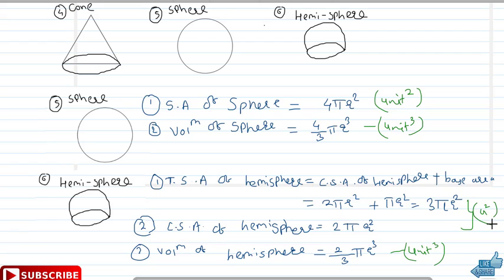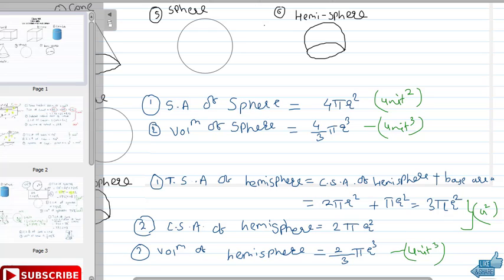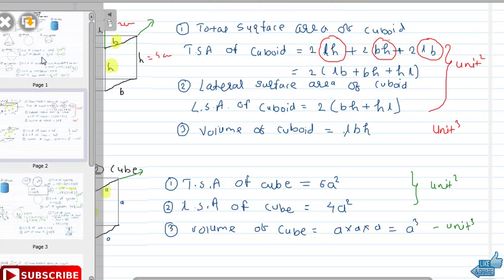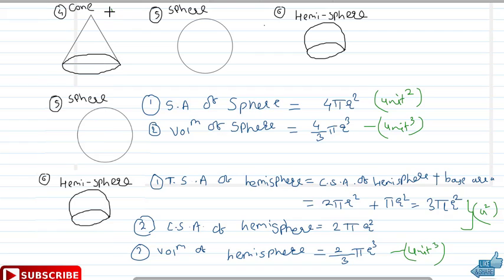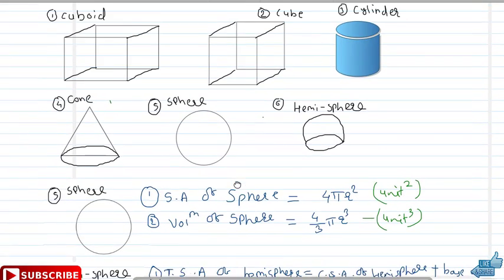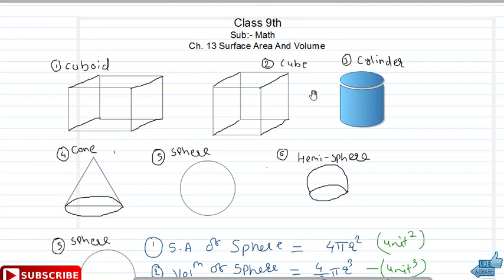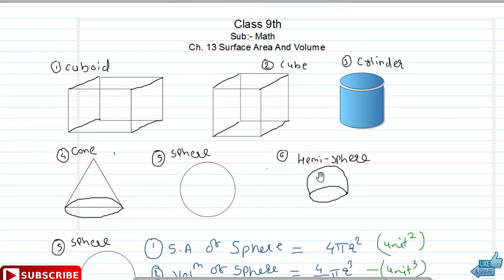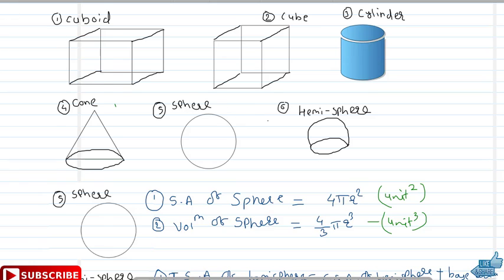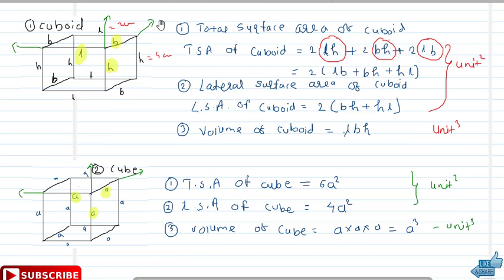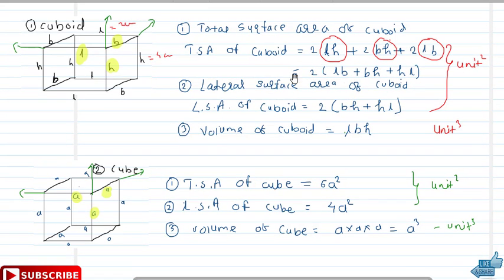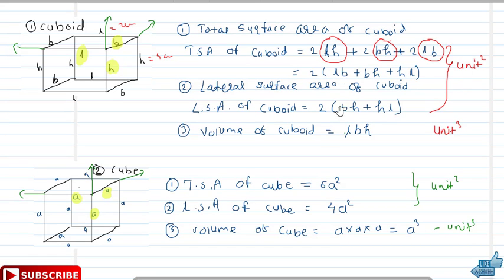Okay, just revise this, start the quick revision. First of all, we talk about the surface area and volume of the 5 figures. Basically it's 5, but we converted it into 6 figures. First one is cuboid, second is cube, third is cylinder, fourth is cone, fifth is sphere, and sixth is hemisphere. First we talk about the cuboid. The TSA of a cuboid is 2 in bracket LB plus BH plus HL. Unit is unit square. Then LSA of a cuboid is 2 in bracket BH plus HL. Unit is unit square. Volume of a cuboid is equal to LBH, that is unit cube.